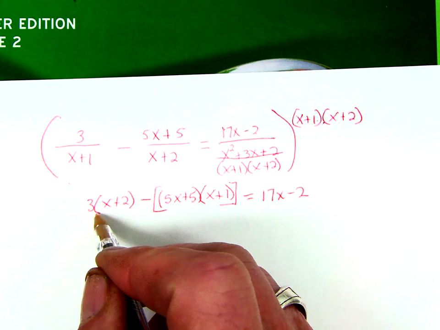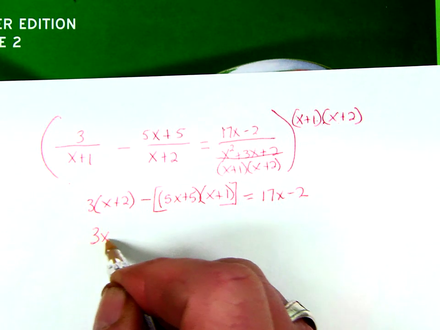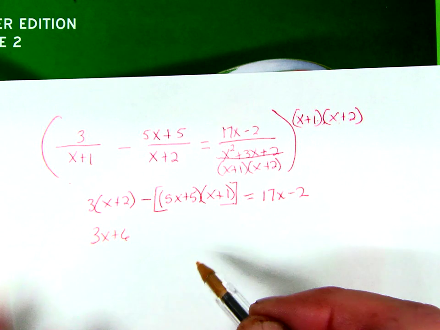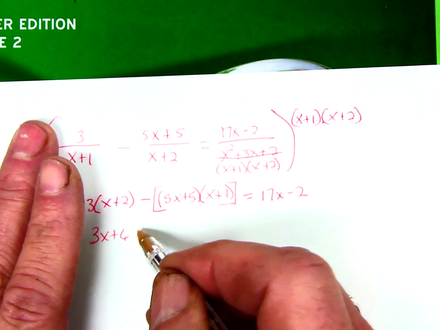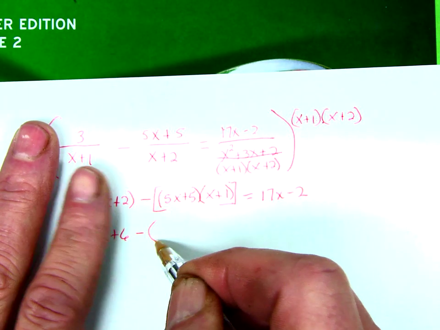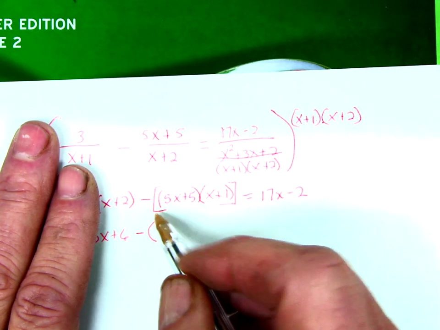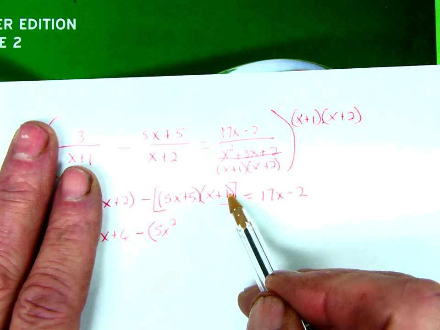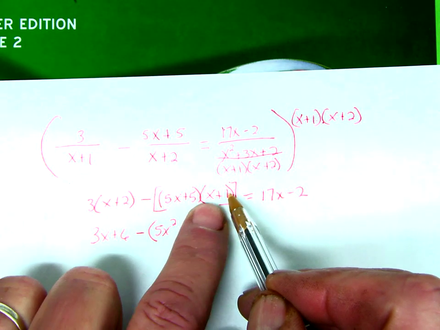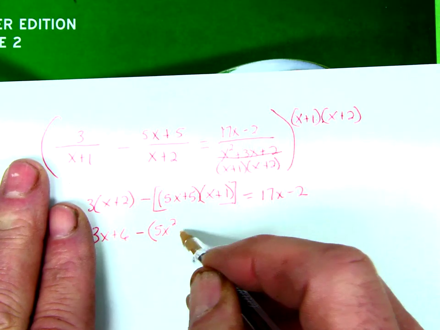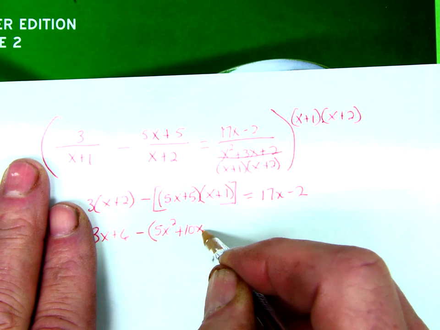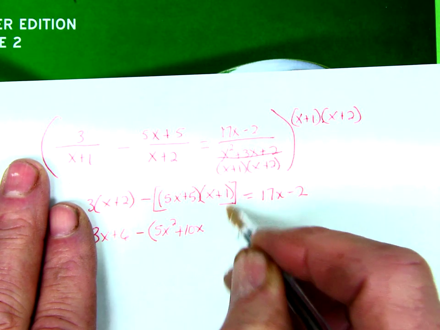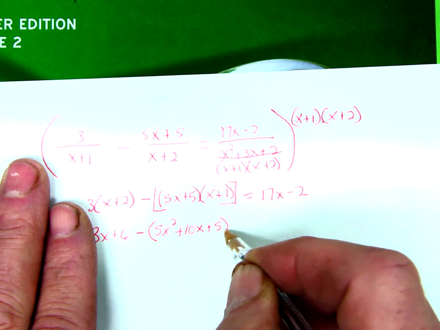All right, distributive property, 3x plus 6. Now I need to multiply these two together. So 5x times x is 5x squared. 5x times 1 plus 5x is 10x. And then 5 times 1 is 5.